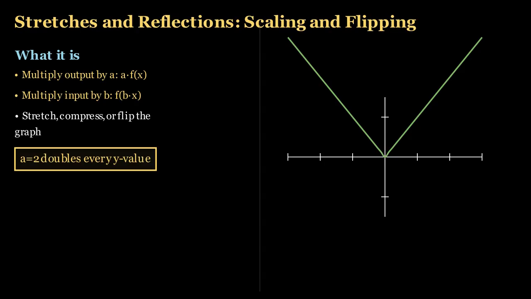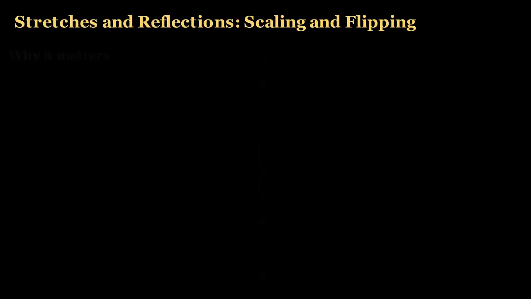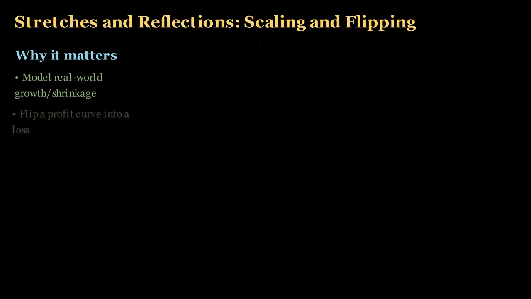Why learn to stretch and flip graphs? Because the world rarely gives you a perfect, simple parent function. Think about a company's profit over time. Maybe it starts looking like a V-shape, an absolute value graph. But what if the profit grows twice as fast as the basic model? You need to stretch it vertically. What if, instead of profit, you want to show a loss?